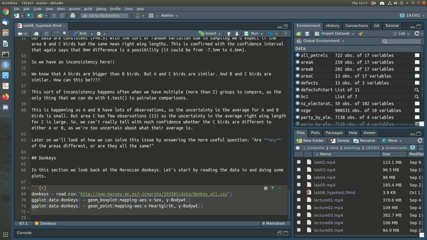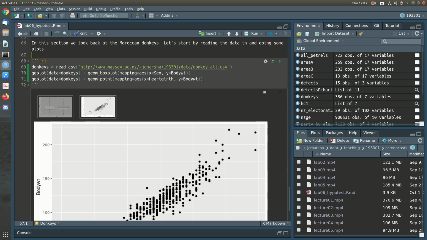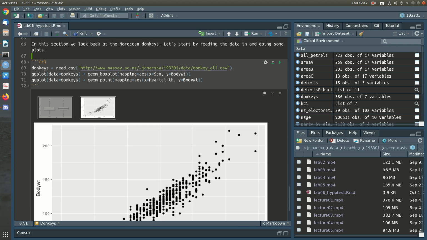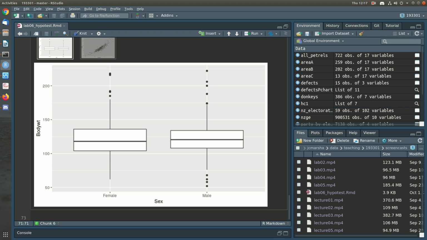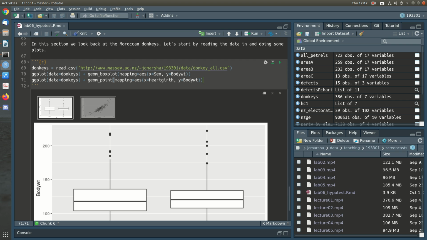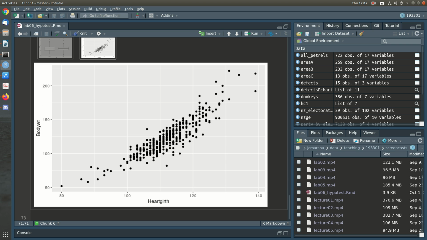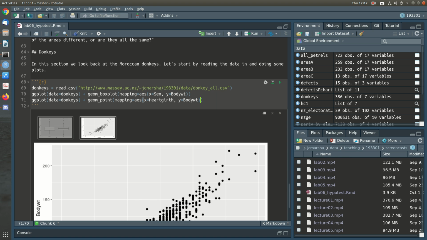Okay, and so essentially we're going to be starting linear modeling now by looking at a new data set on donkeys. So we'll run this code block here, which reads in data on donkeys. Okay, and we've done a plot to see whether there's a difference between the male and female donkeys, and we see that there isn't, is there? Not much difference between the body weight between the sexes, but there is a strong relationship between body weight and heart girth, and there'll be relationships with the other variables that we have in this data as well.